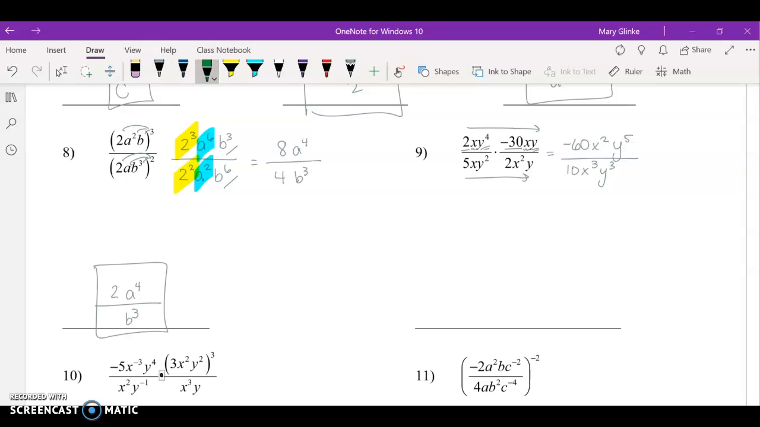Then I'm going to reduce 60 over 10, which becomes just 6 over 1. So I'm going to have -6 in the numerator. For my x's, I have 1 left over in the denominator when 2 of them cancel out. For my y's, you can subtract your exponents, or you can say 3 cancel out and you're left with 2, and you're left with them in the numerator.